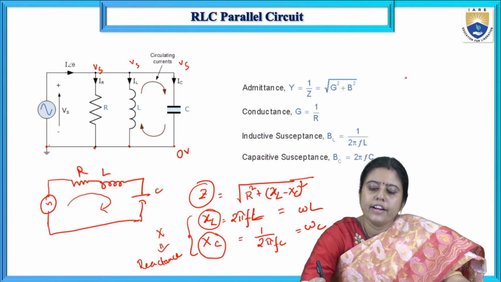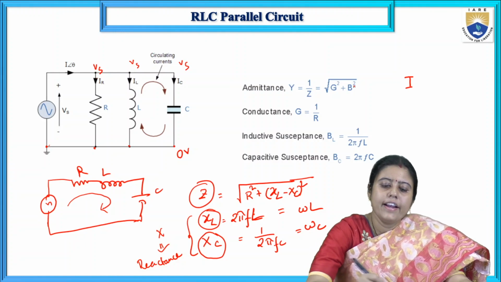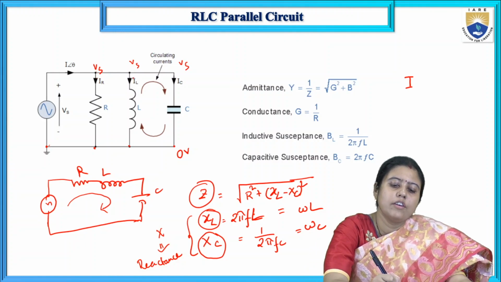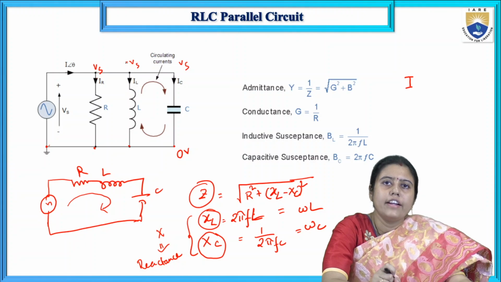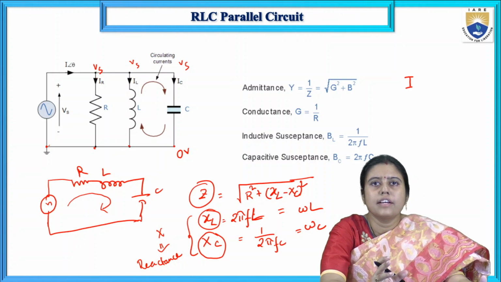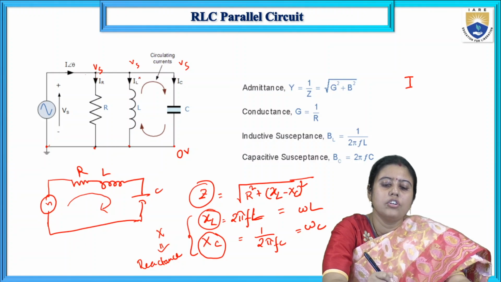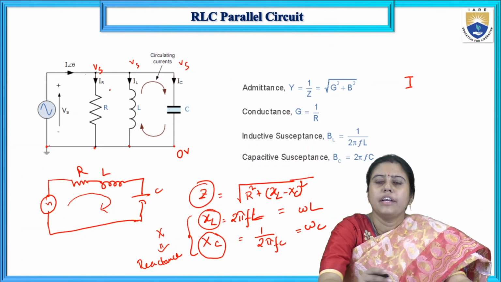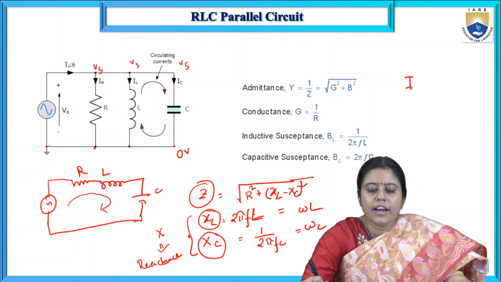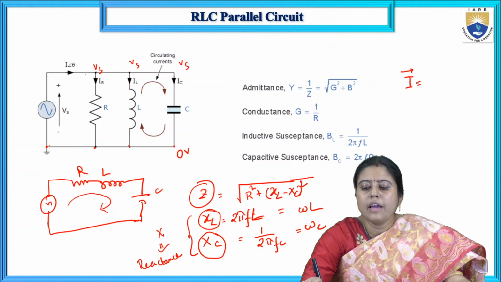What is Kirchhoff's current law? It tells that the current entering a junction is equal to the sum of the currents going out from that node. What is KCL telling? The current entering a junction is equal to the summation of the currents coming out from that node or junction. So here current I is coming, and I am writing here the I.